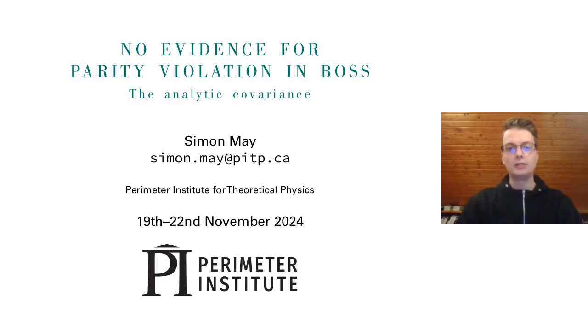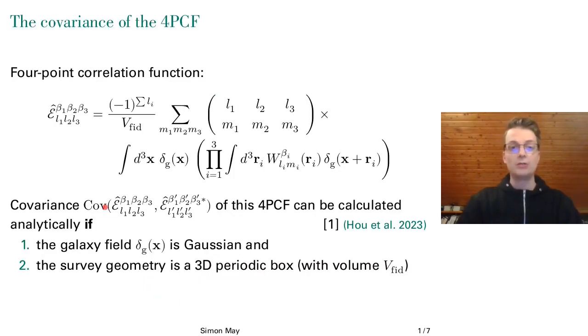Hi, I'm Simon, and I'll talk a little bit about the so-called analytic covariance that appears in the statistical analysis. Kendrick already mentioned the 4-point correlation function here with all its different indices, and I'll now talk about the covariance of this 4-point function. As shown in Ho et al.